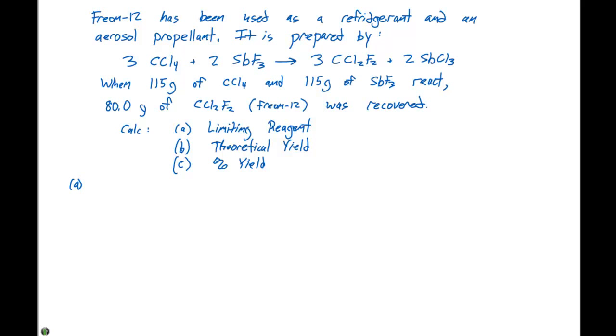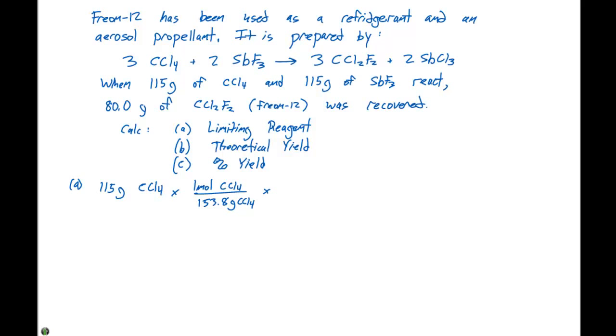So, in order to calculate our limiting reagent, or limiting reactant, we have to first start with the mass given for each of the reactants. So the first calculation is we're going to take the 115 grams of CCl4 and convert that over to moles of the Freon 12. So from the periodic table, we know that 1 mole of CCl4 is going to be equal to 153.8 grams.